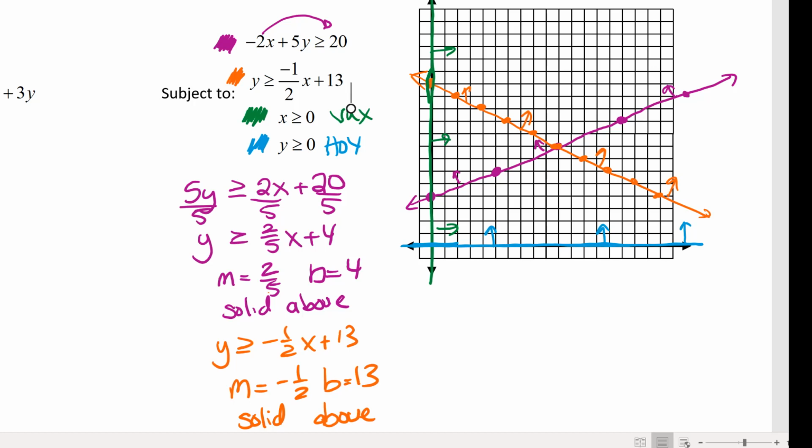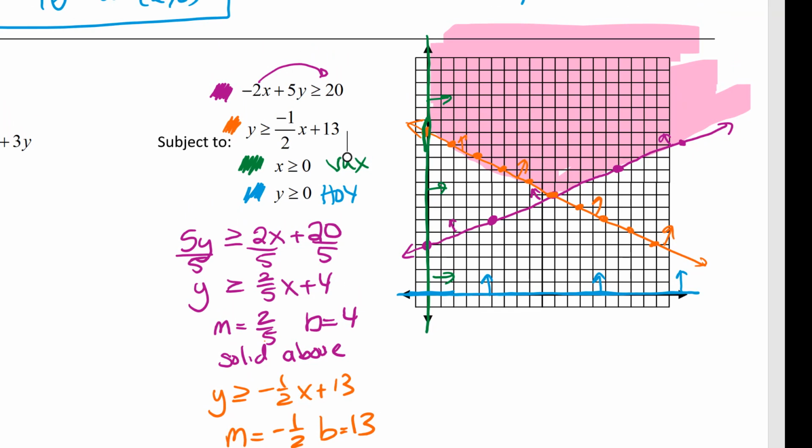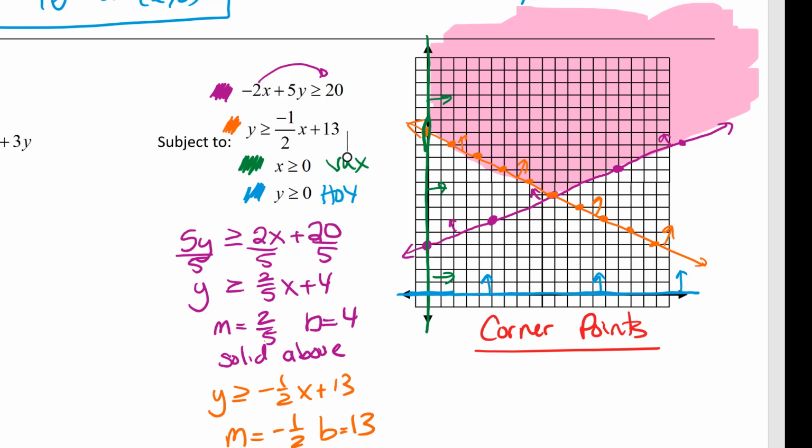So the feasible region here, which satisfies all of the arrows, is this region up here. Now this one is an interesting problem because it's unbounded, because we keep going up forever and to the right forever. So let's identify some corner points. I have a corner point at 0, 13 right here. I have another corner point right there.